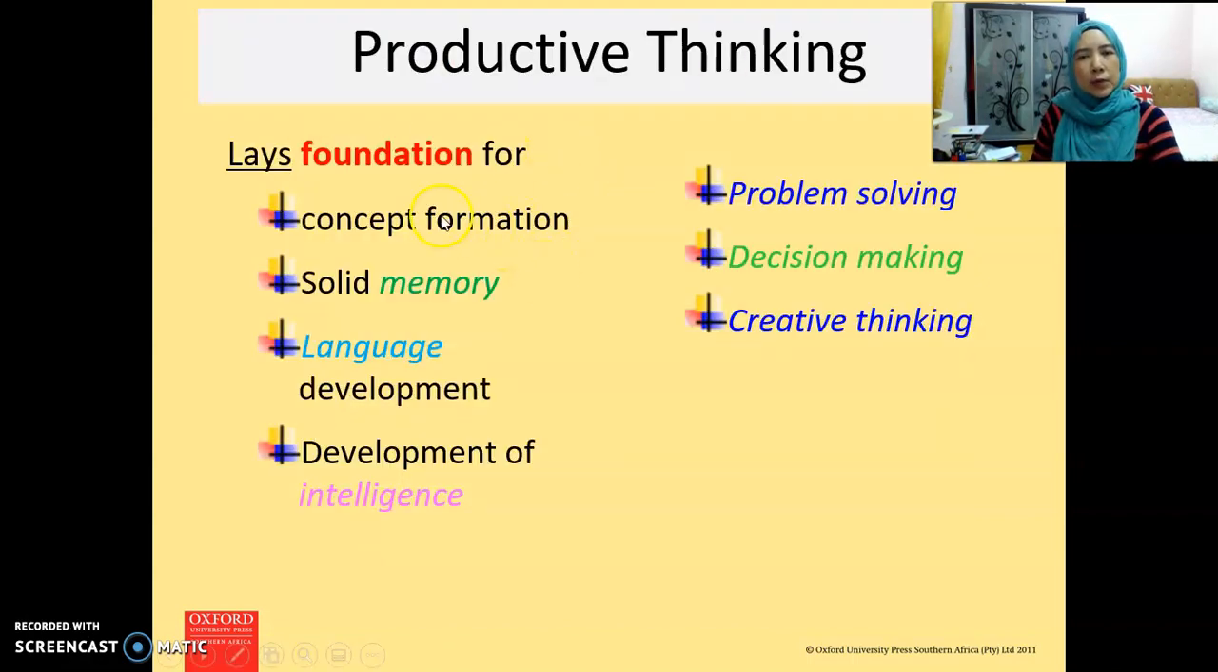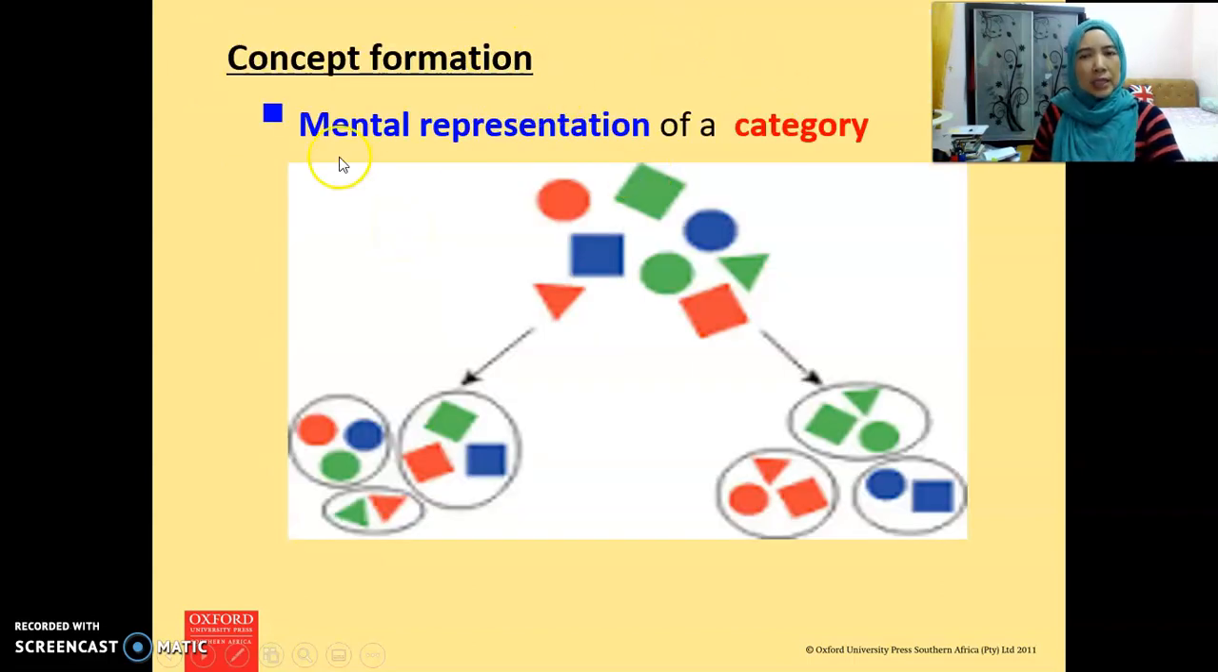One of the concepts in productive thinking is concept formation. Concept formation is basically a mental representation of a category. For example, here the first category consists of square, round, and rectangular shapes, and also different kinds of colors. If you have a mental representation, you might want to categorize these different shapes or colors based on the same shapes or the same colors. So mental representation here means putting things into their own categories. Let's say I put the example here. First, this category is in terms of the same shape, and second is in terms of the same color. So concept formation is the mental representation of a category.